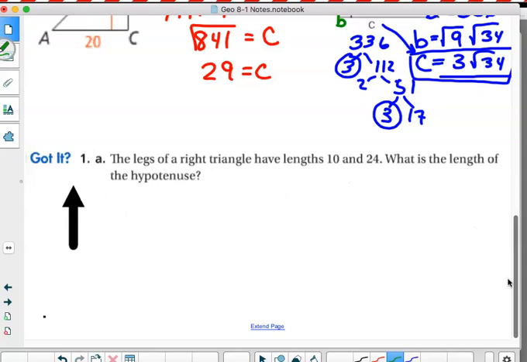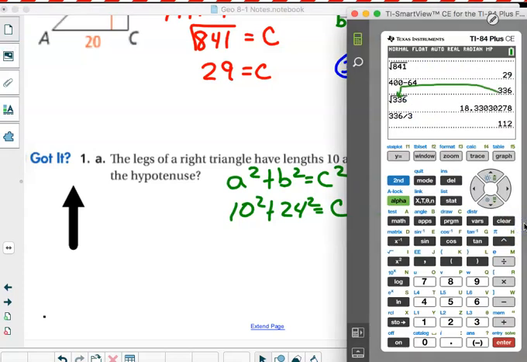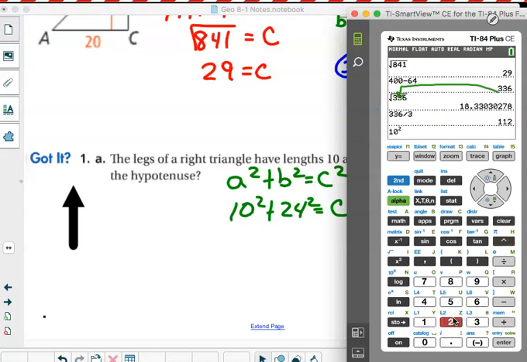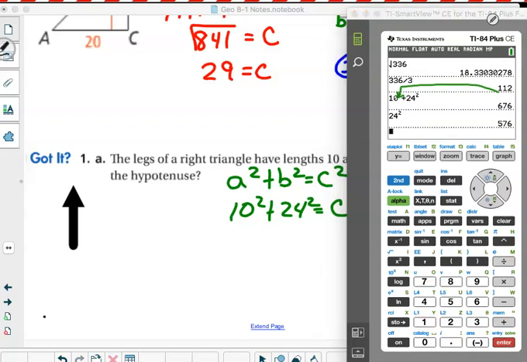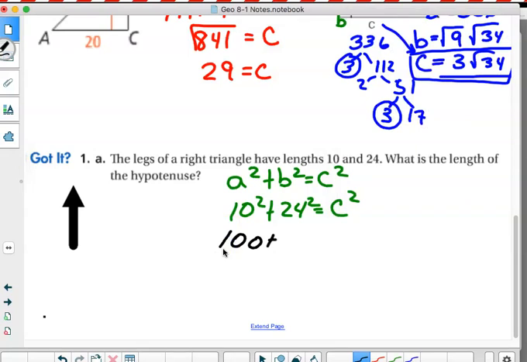Okay, so I have legs, so I'm going to take my legs and use the Pythagorean theorem. One of them is 10, the other one is 24, and I'm going to find C. So I've got 10 squared plus 24 squared. Now, I know 24 squared is 576. I've always got people going, well, how do you know 24 squared is 576? Because that's what it is. So I've got 10 squared, which is 100, plus 576 for 24 squared, and that's C squared.